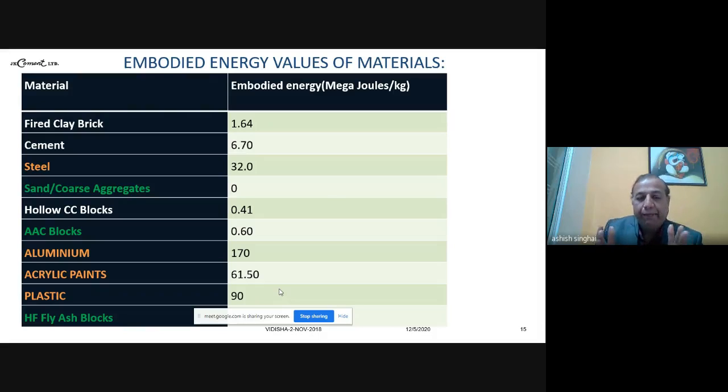So meaning thereby, we need to have a very clear understanding of EBE also. Before choosing one particular product for any application during the construction stage of a building, we have to have a very clear idea as to what is the total EBE of that particular product, and accordingly only we need to use it.